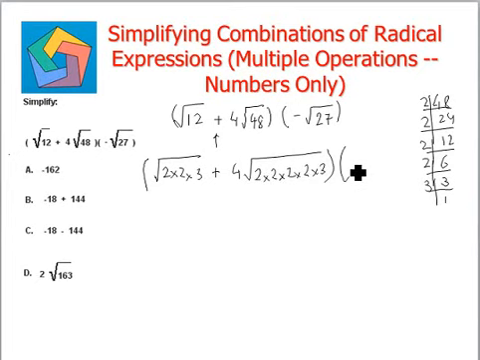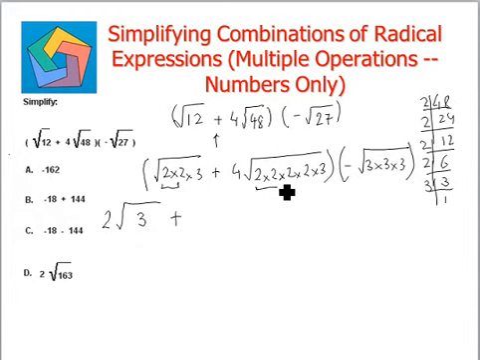Now the second parentheses opens: negative 27 can be factored as 3 times 3 times 3, parentheses close. From the first radical we can pull out a single 2 and it becomes like this. Plus, from the second radical we make two pairs and pull them out like this, with a 3 inside, parentheses closed. In the second parentheses again we can pull out one 3 and make it negative 3 root of 3.